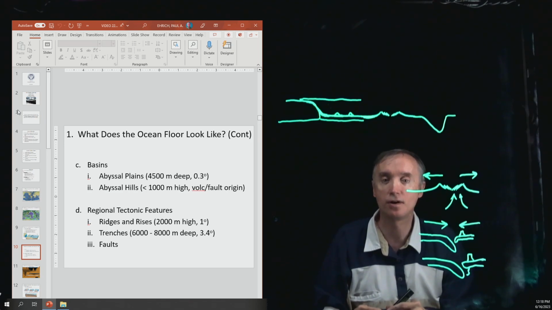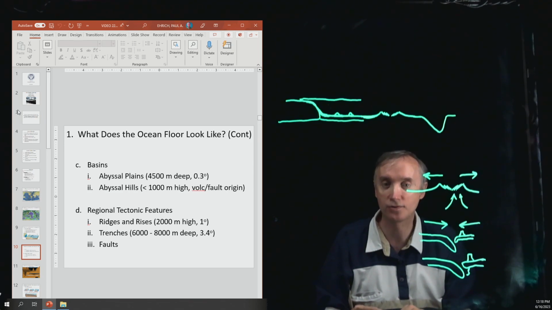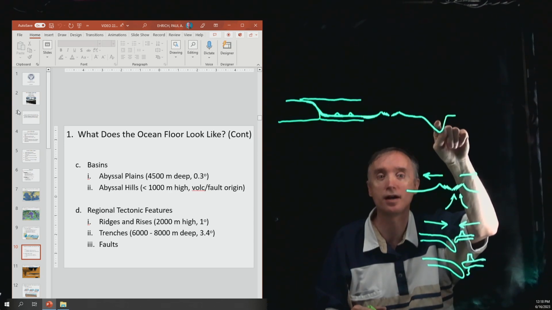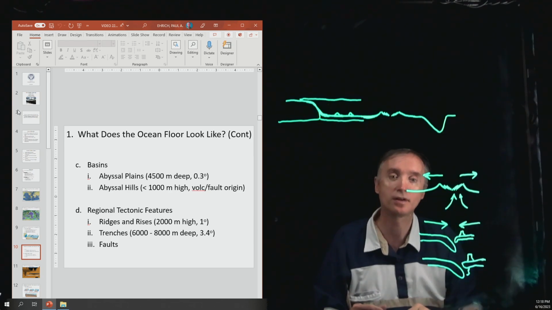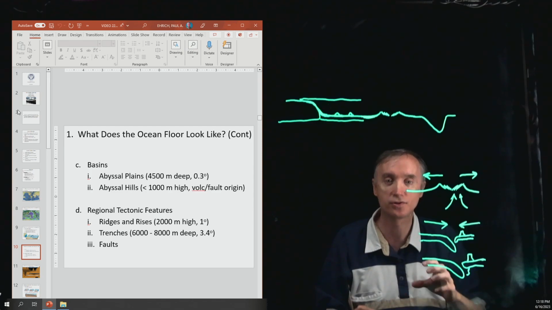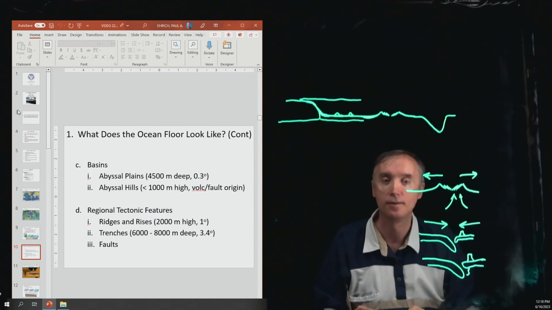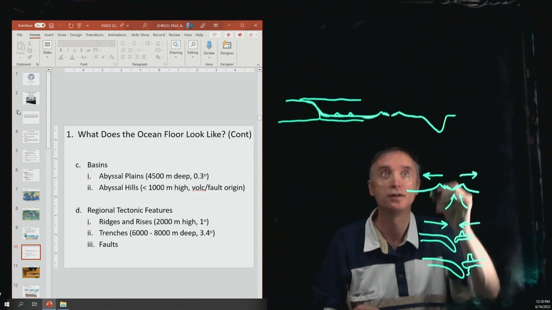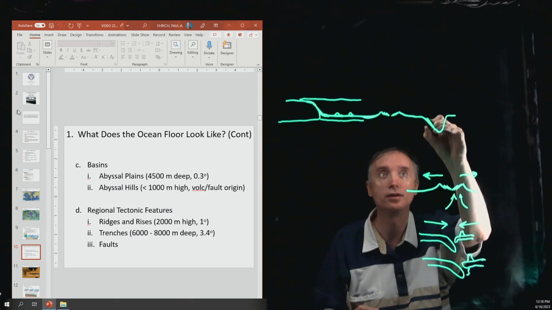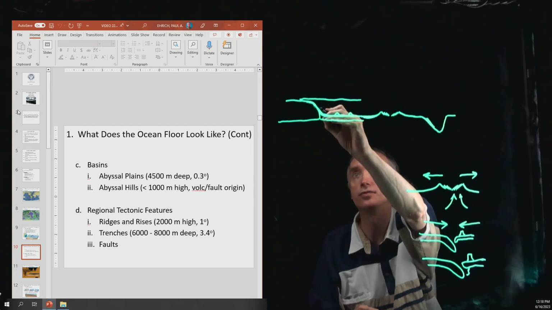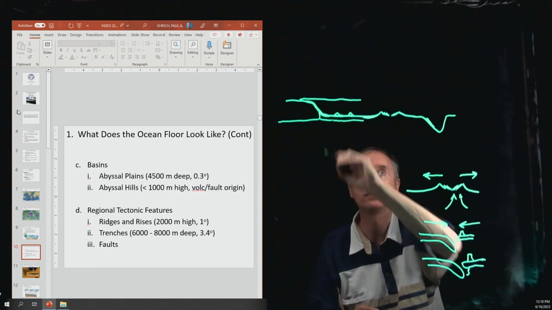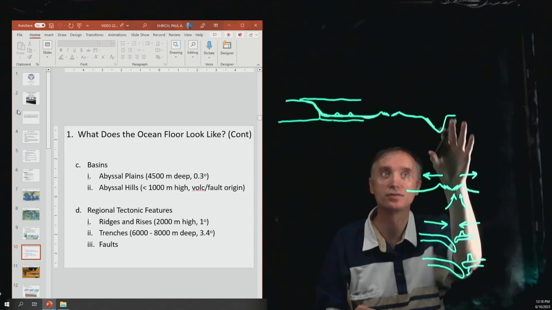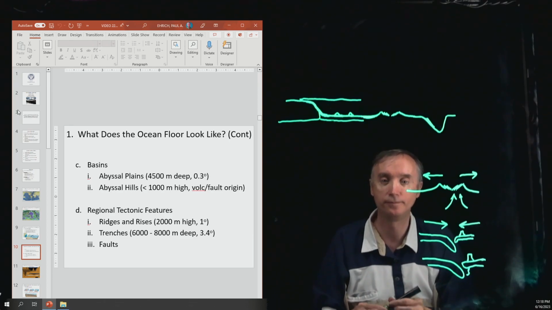The trenches are 6,000 to 8,000 meters deep, and so that means if you take Mount Everest and put it inside one of these trenches, it would not be sticking up out of the water. So it is so deep on these things. And then notice it is pretty steep, 3.4 degrees. So this steepness right here is equivalent to this steepness over here as you're coming off the continents. But again, this is greatly exaggerated.